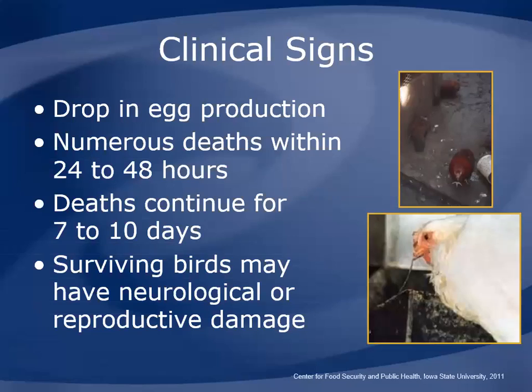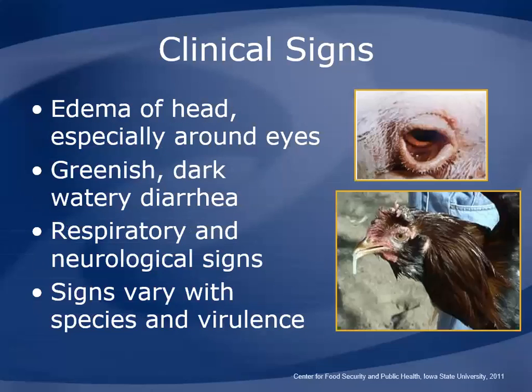If we talk about clinical signs, the first one is a drop in egg production. Numerous deaths occur within 24 to 48 hours, and deaths continue for 7 to 10 days. Surviving birds may have neurological or reproductive damage. There is edema of the head, swelling, especially around the eyes. You can see on your right hand, the upper first picture, greenish dark watery diarrhea, which is a significant clinical sign. Respiratory and neurological signs are also present. Signs vary with species and virulence.